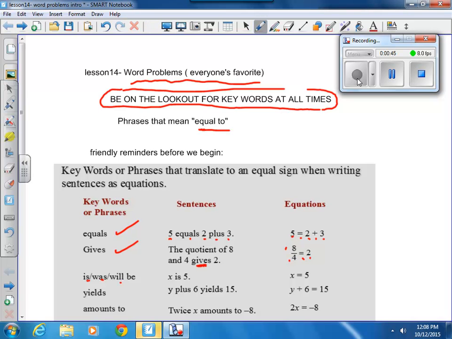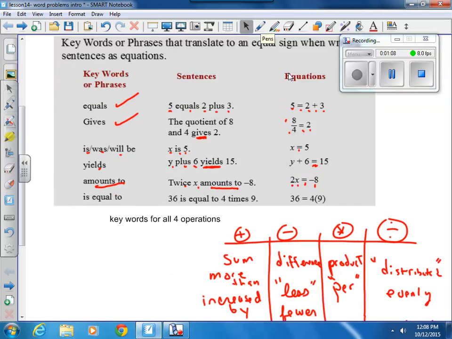Is, was, will be. X is 5. This means x equals 5. Yields. Y plus 6 yields 15. See, yields 15. Amounts to. Twice x amounts to negative 8. So, just look through those. We're going to try some translations on our own in a minute here.